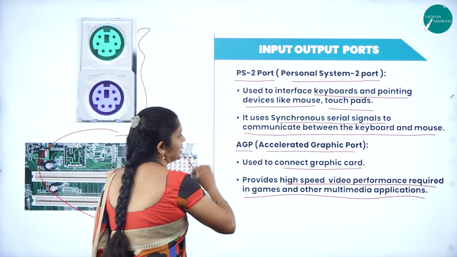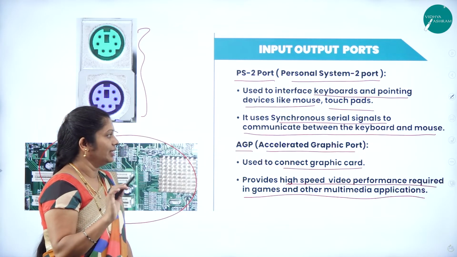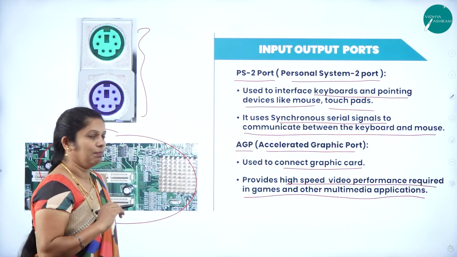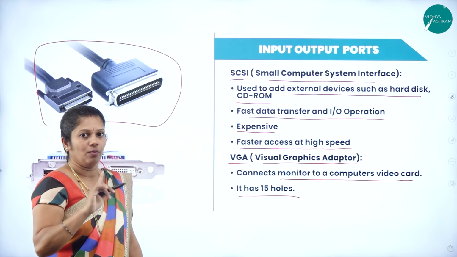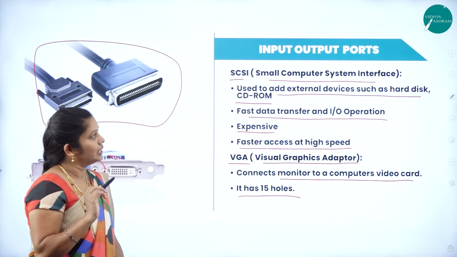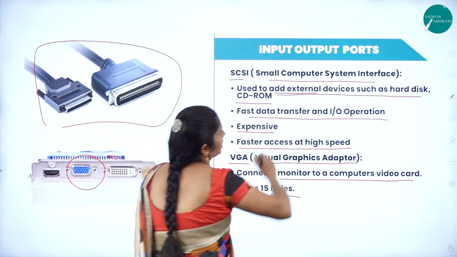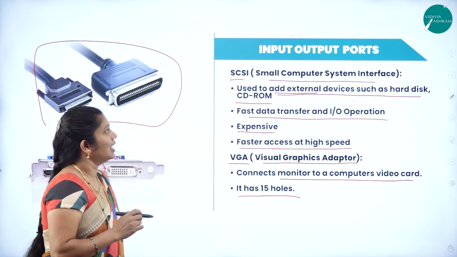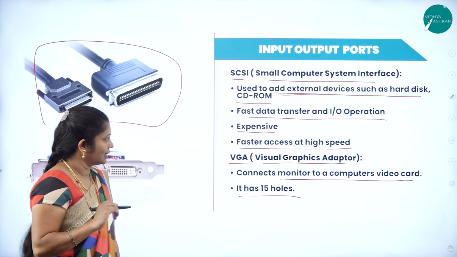And AGP, Accelerated Graphic Port. It is mainly to connect graphic cards. For that purpose, we need this AGP port, graphic cards, to increase the performance of the monitor. Then SCSI, that is Small Computer System Interface. This is used to connect an external hard disk or CD-ROM. For that purpose, we need this SCSI.